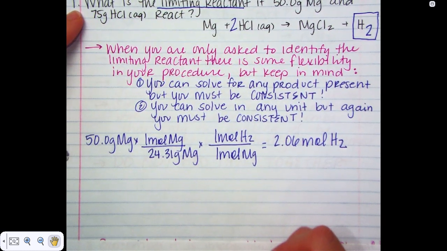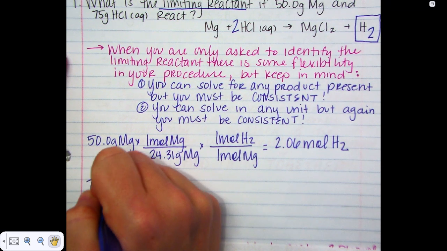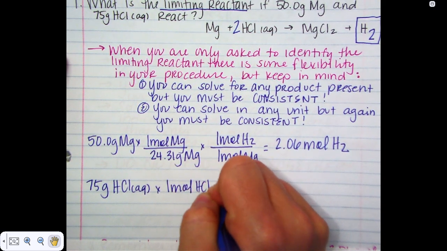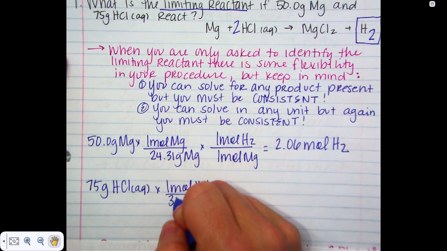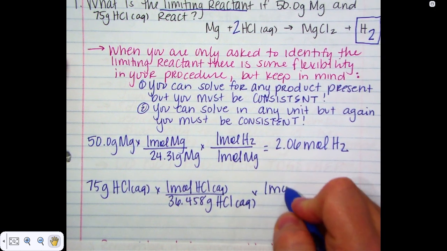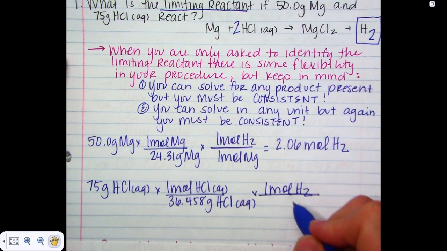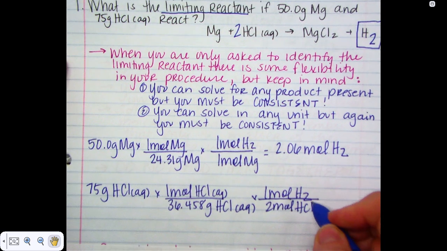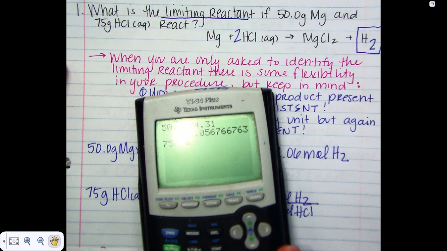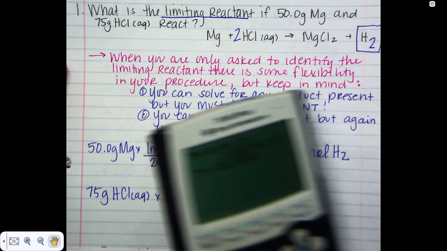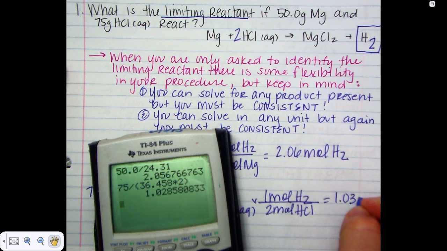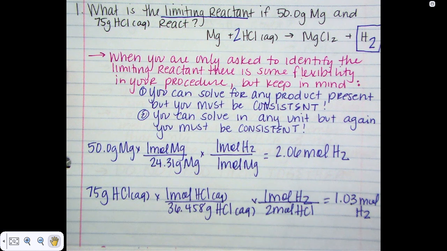I have to do the hydrochloric acid now so I can compare. So 75 grams HCl(aq) times 1 mole HCl(aq) over 36.458, the molar mass of hydrochloric acid, times 1 mole H2. Remember, I have to go to the same thing over 2 moles HCl from our balanced equation. Okay. So now 75 divided by 36.458 times 2. What do I get? 1.03 moles H2. All right, so now I need to compare.